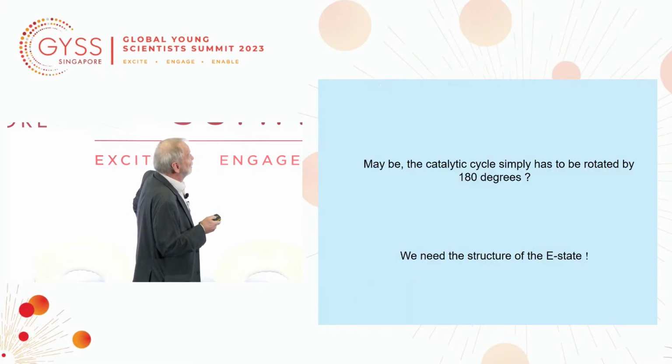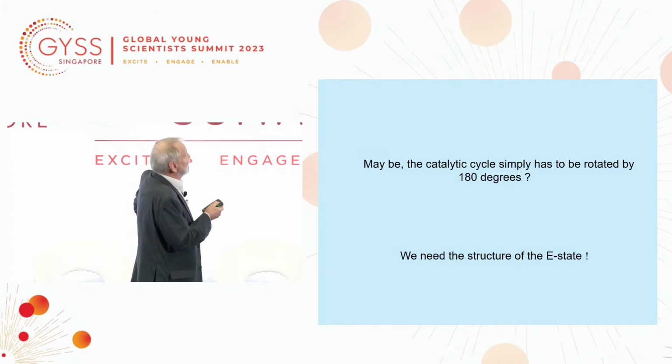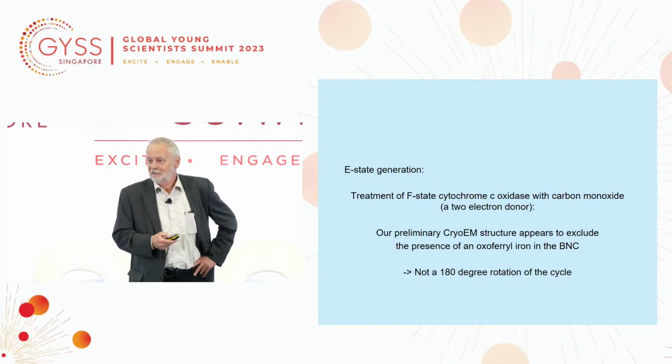So we do some experiments, but our E state is not so clear for the moment. One idea was, of course, maybe you have to rotate the catalytic cycle simply by 180 degrees and you are back. But this seems not to be true, because the E state is also no indication for an oxoferryl. In order to get the E state, we treat the F state cytochrome c oxidase with carbon monoxide. Carbon monoxide is a 2-electron donor. But as I said, our cryo-EM structure appears to exclude the presence of an oxoferryl ion in the BNC, the binuclear center. So it's not a 180 degree turn of the cycle. Of course, with that revolutionary proposal, we get a lot of criticism. Now we have to defend our model and go on.